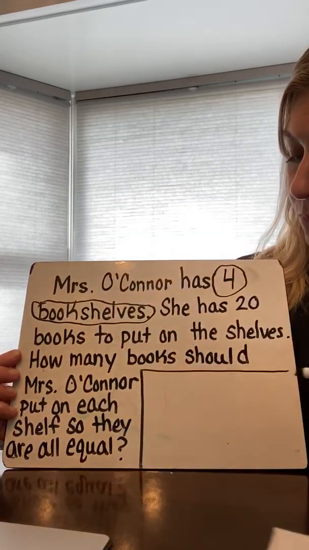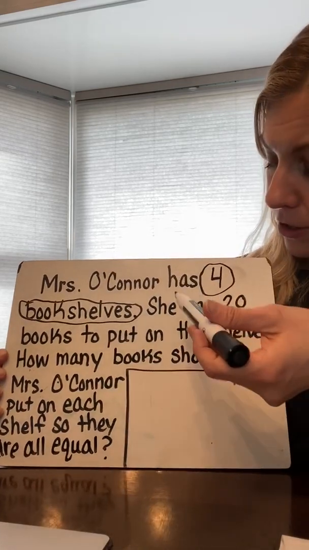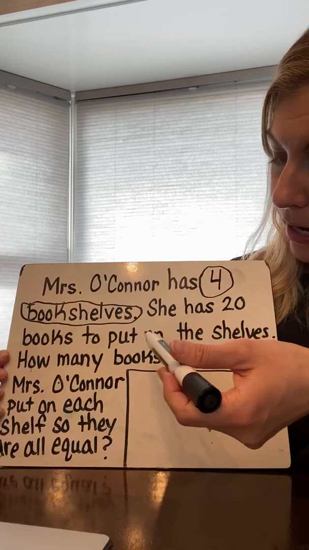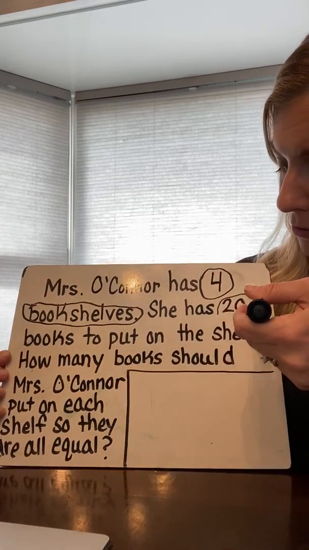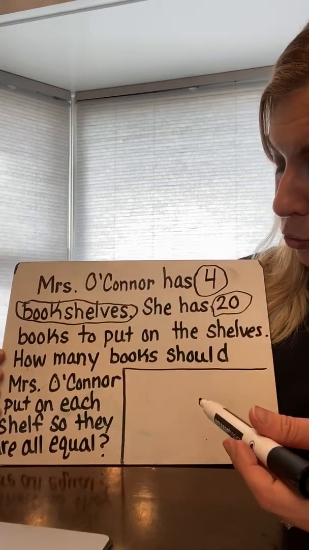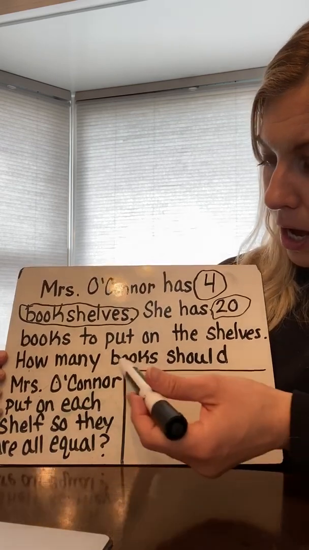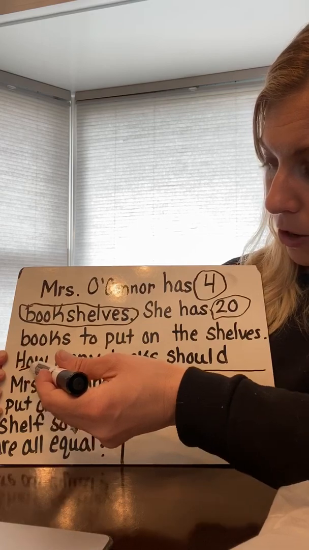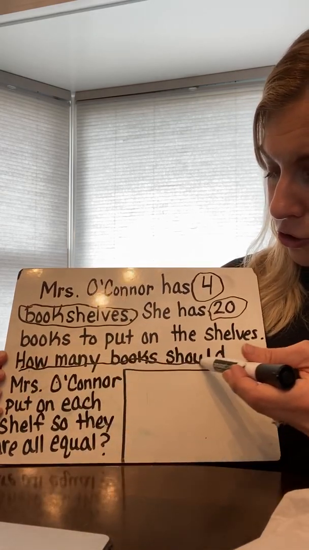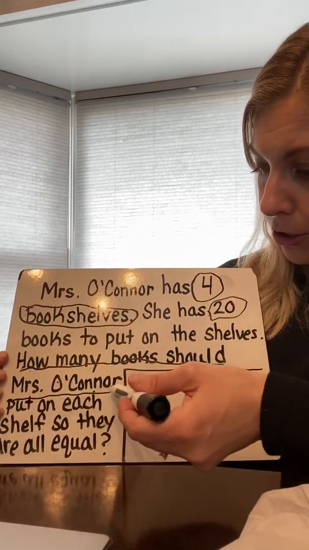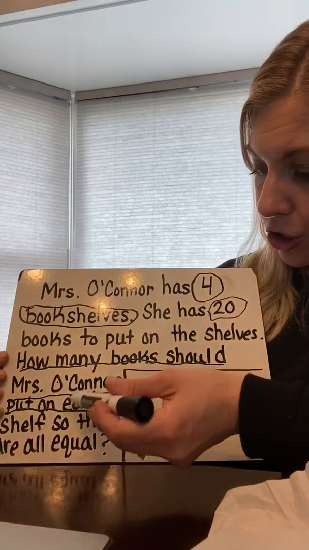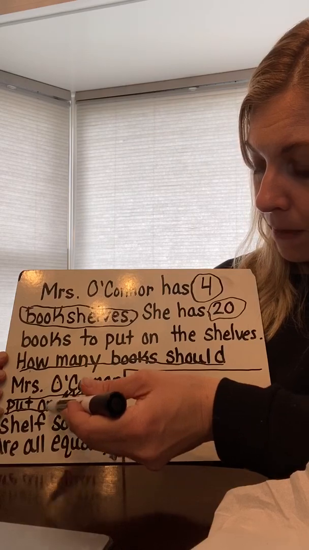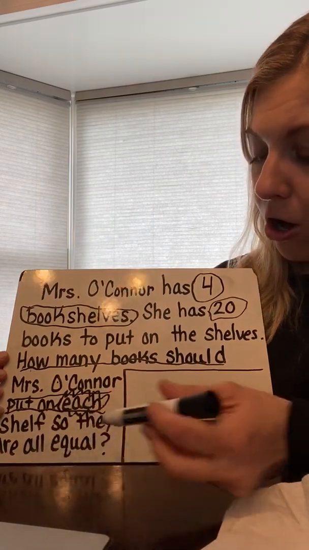Okay. Then I keep going. She has 20 books to put on the shelves. Okay, that sounds important. 20 books to put on the shelves. Here's my question, what I actually need to find out. How many books should Mrs. O'Connor put on each, this is important, on each shelf so they are all equal?